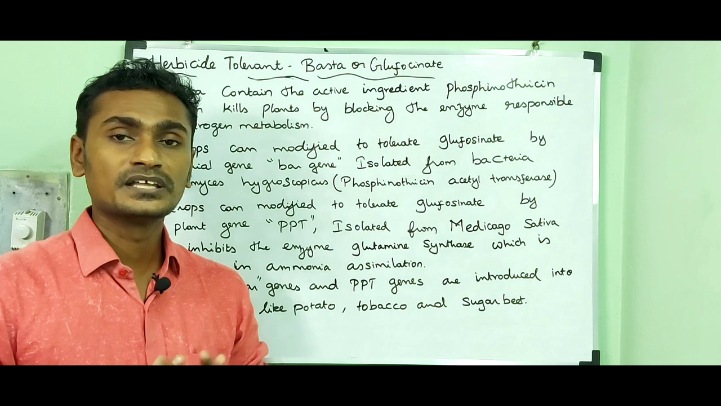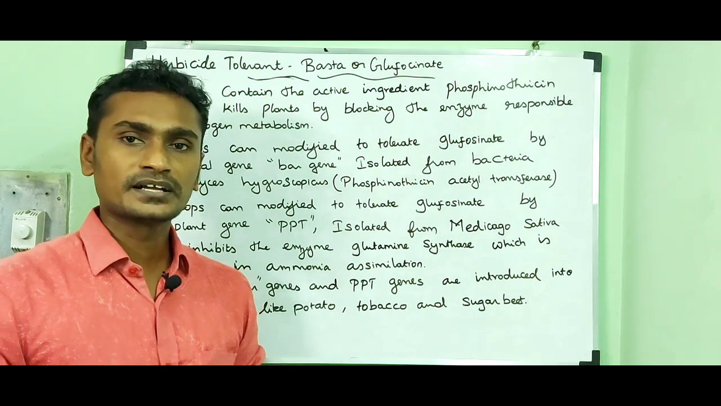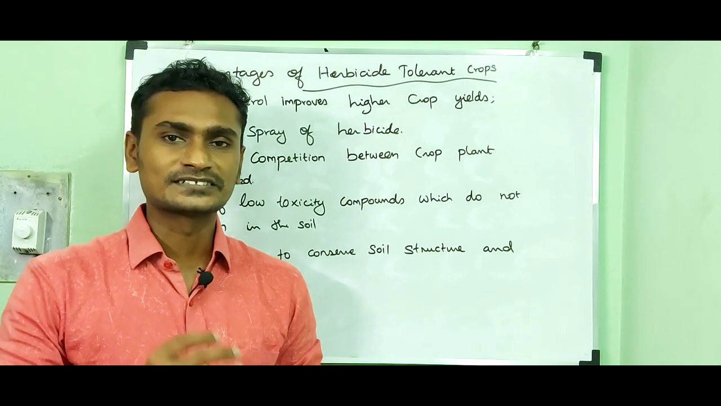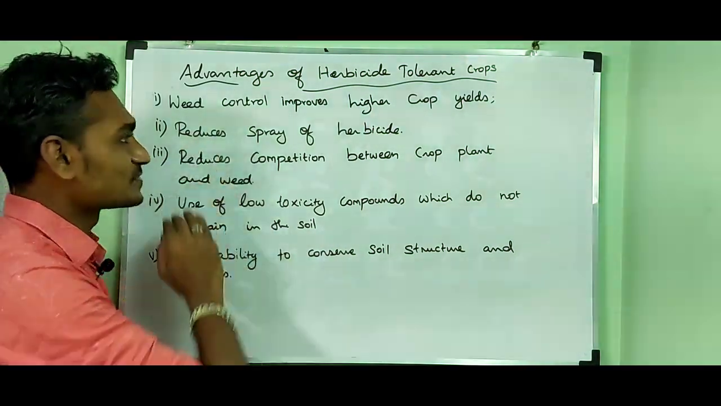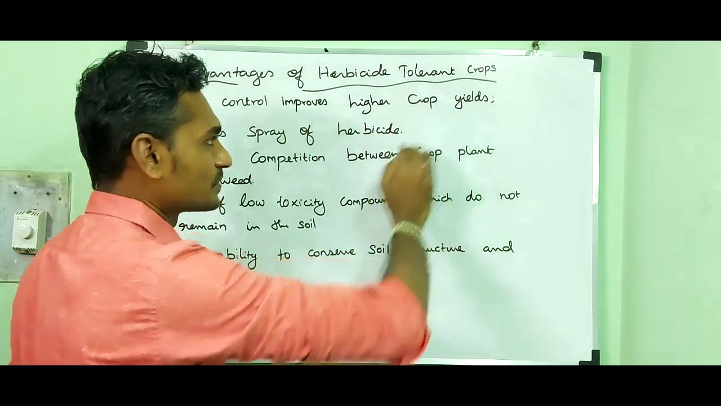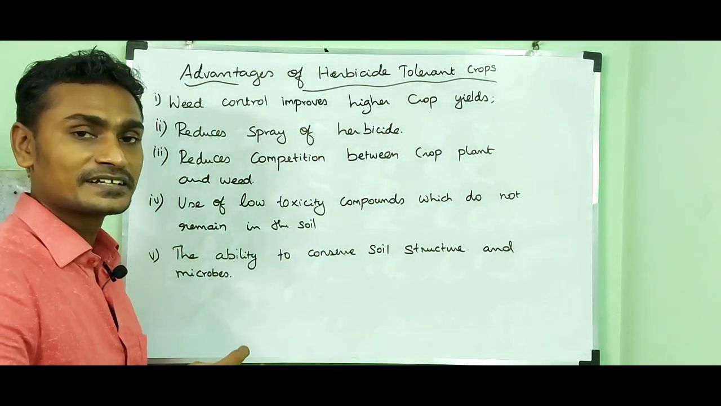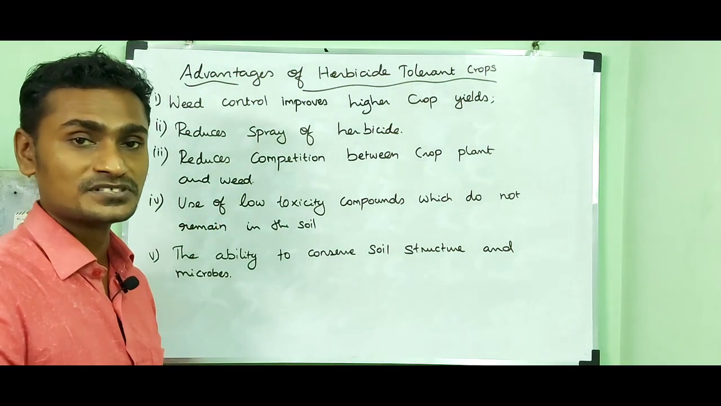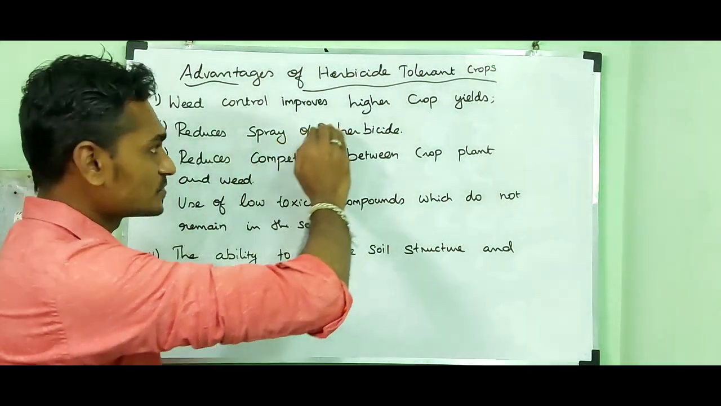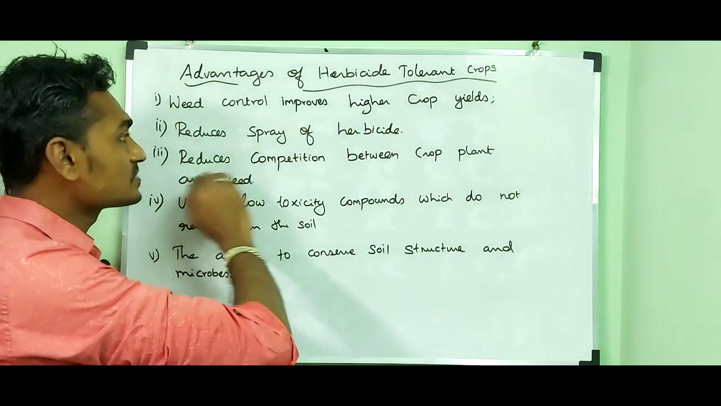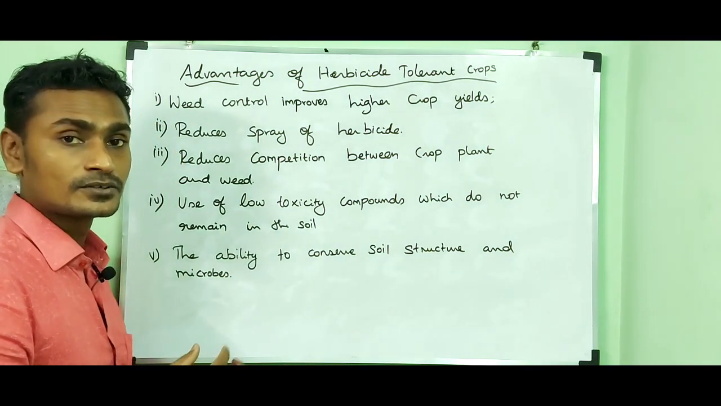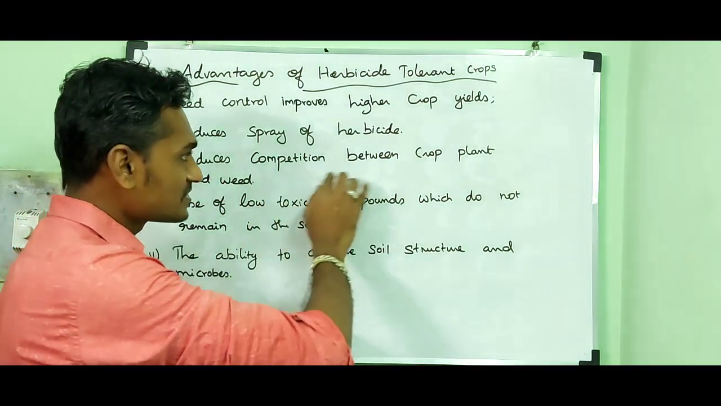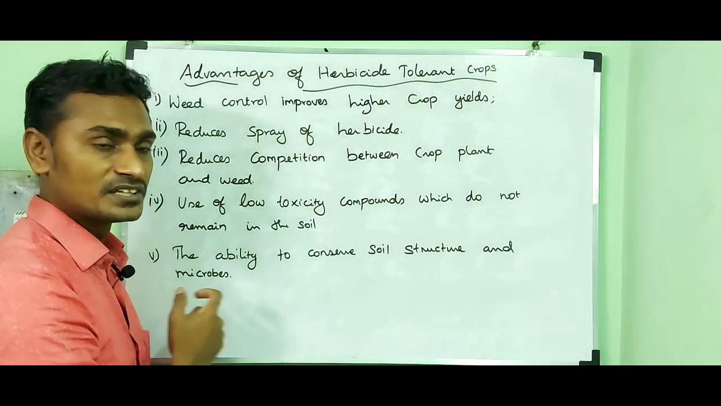Now I am going to tell you the advantages of herbicide tolerant plants. Let us talk about the advantages of herbicide tolerant crops. Weed control improves crop yield. Weeds are eradicated by the herbicide, but the crop plants can tolerate that herbicide. So weed control improves higher crop yield. It reduces the spray of herbicide; the quantity of herbicide used gets reduced. It reduces competition between crop plants and weeds.